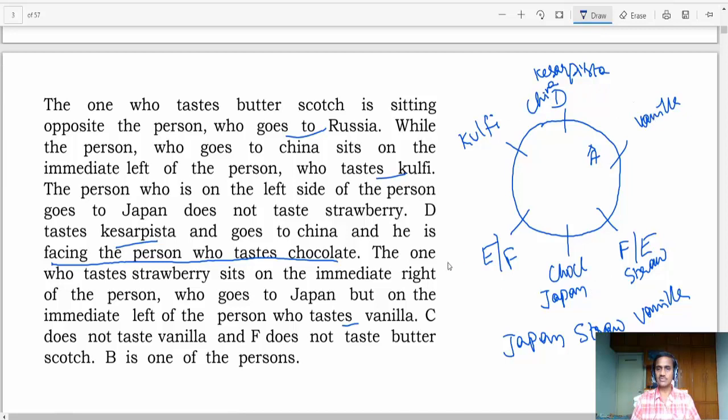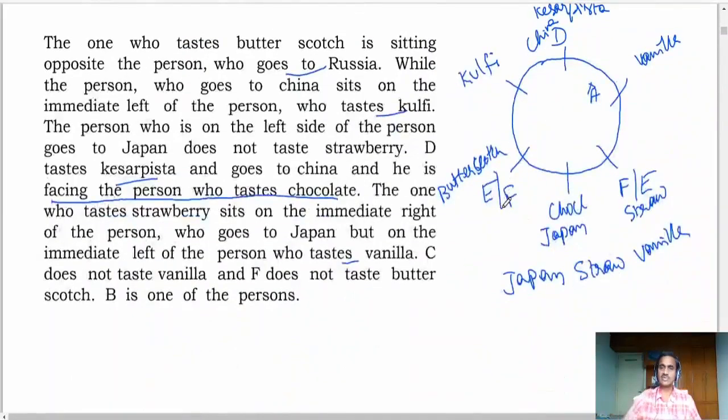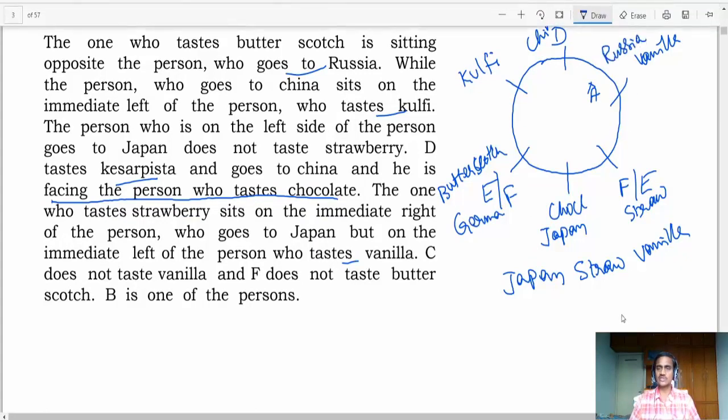vanilla, strawberry, Japan అయిపోయింది కాబట్టి this must be butterscotch. And if it is butterscotch, now tell me who is the person belongs to butterscotch here? Germany, and butterscotch is Germany. Germany and Russia are opposite కనుక ఇది Germany, and Germany and Russia are opposite. This person is Russia. The one who tasted vanilla is from Russia. Now Russia అయిపోయింది, China అయిపోయింది, Germany, Japan అయిపోయింది, isn't it?